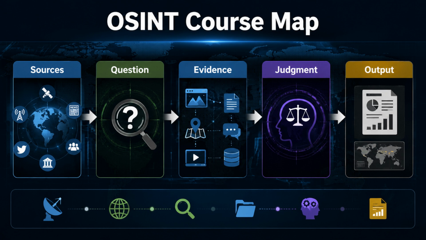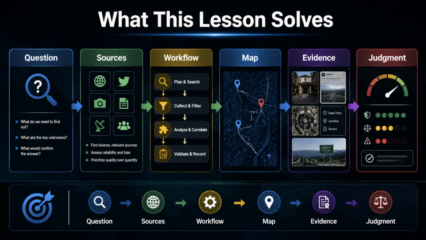You collect websites, but when someone asks, "Can you check this claim?" you still do not know where to begin. So today we build the route: question, sources, evidence, judgment, and output. Keep that chain in your head. Every later tool should have a place somewhere in that chain. This lesson solves direction. Without a map, every tool looks equally important.